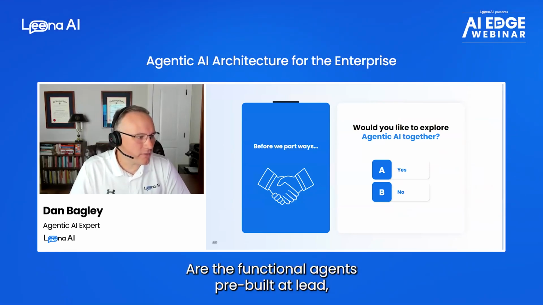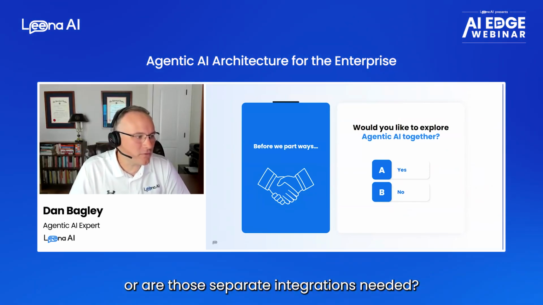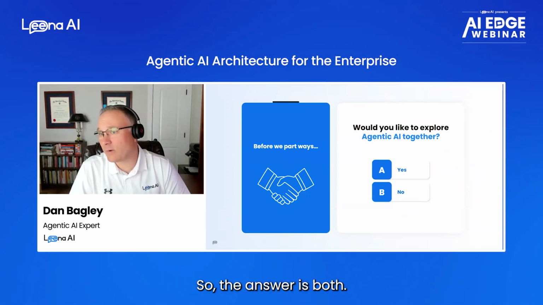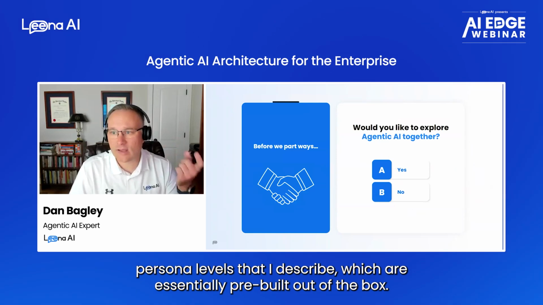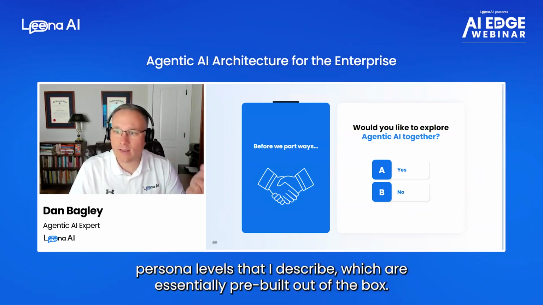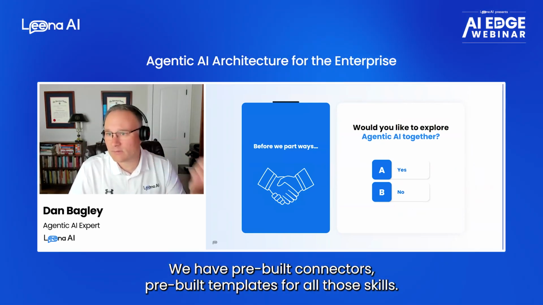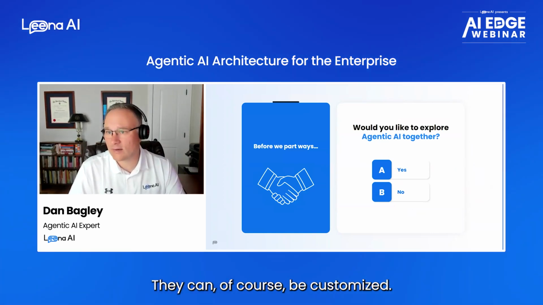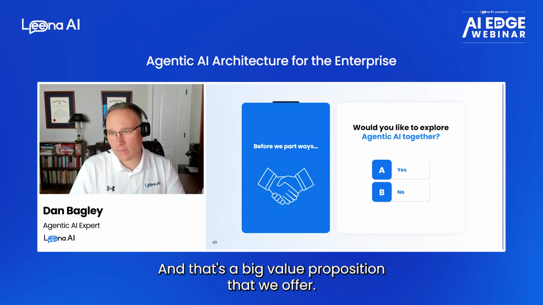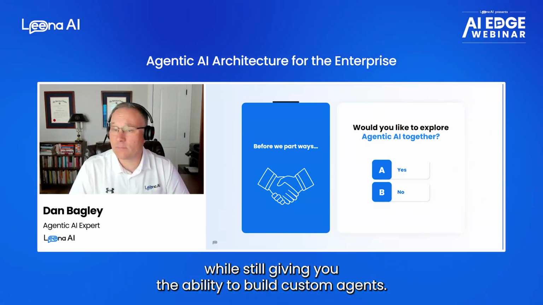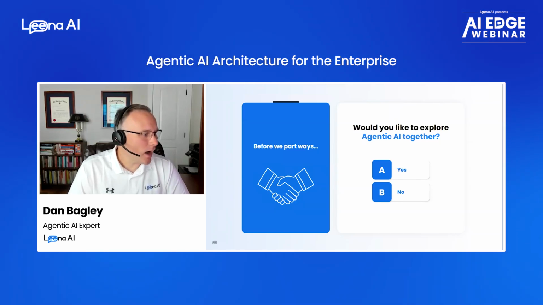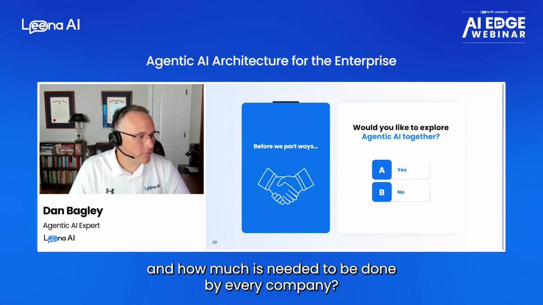So I had a question: are the functional agents pre-built, or are those separate integrations needed? So the answer is both. We have functional agents for all of those systems and persona levels that I described, which are essentially pre-built out of the box. We have pre-built connectors, pre-built templates for all those skills. They can, of course, be customized. And that's a big value proposition that we offer. They're essentially out of the box, really, really short time to value, while still giving you the ability to build custom agents.